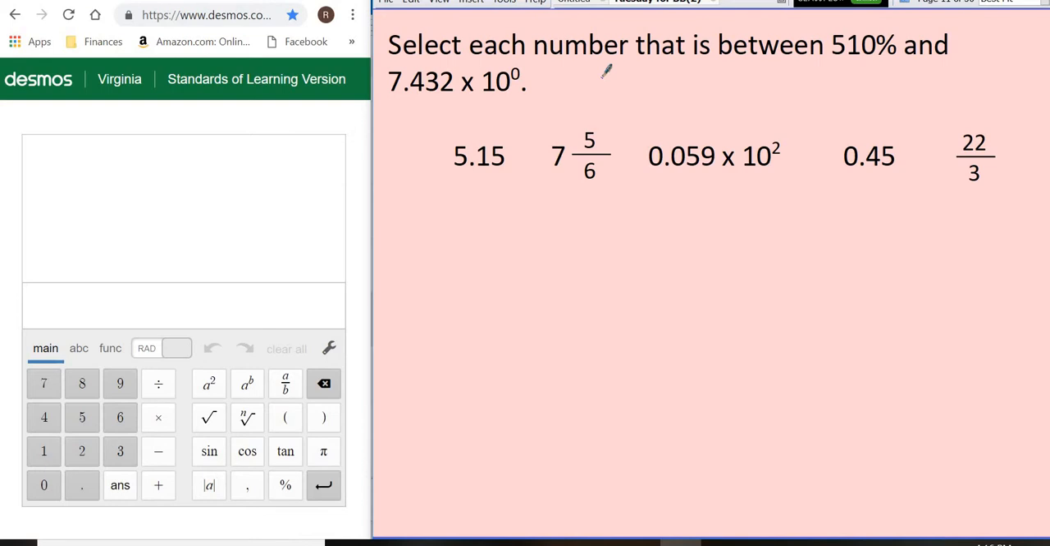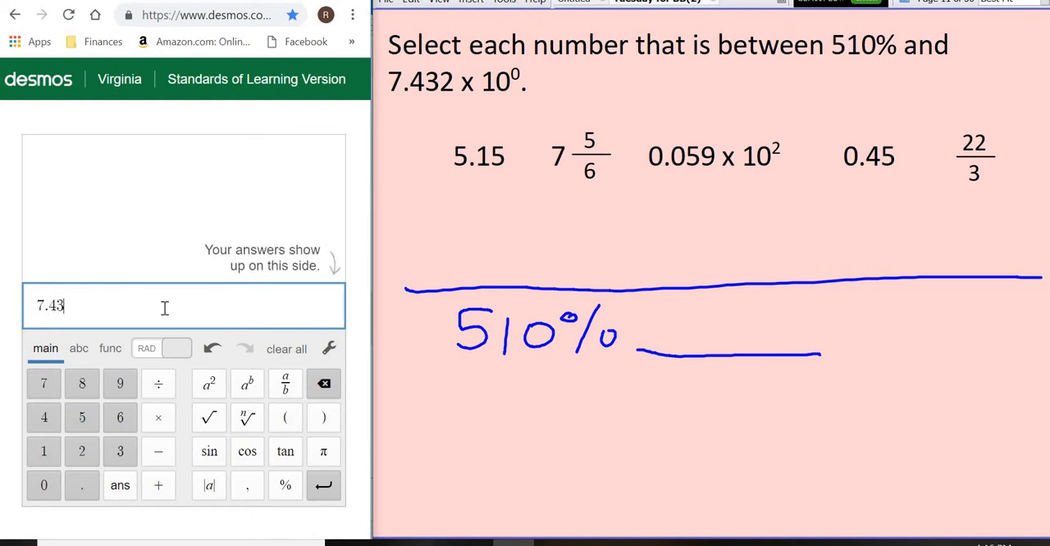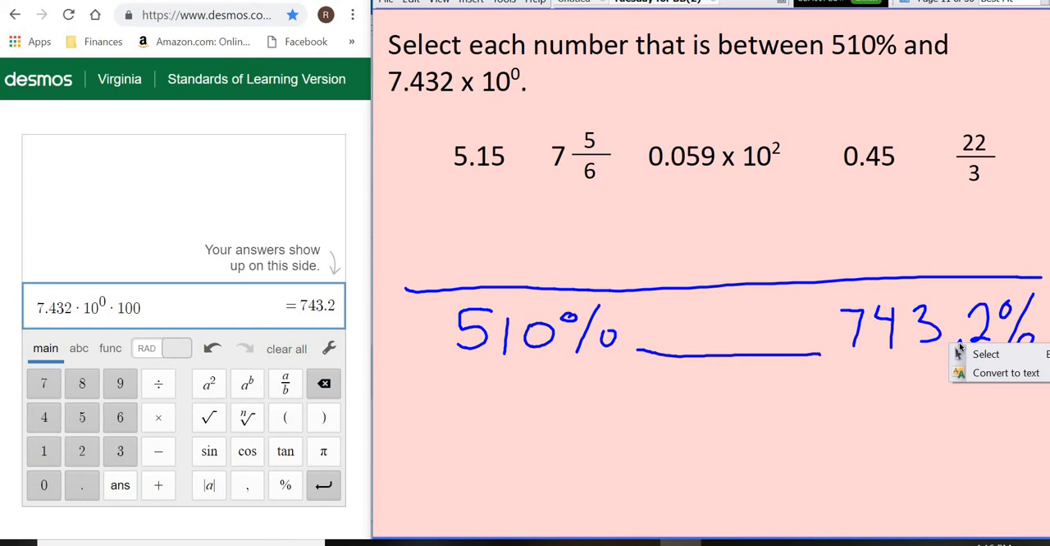And the first thing we're going to have to do is make sure that we turn each one into a percent. So we know we've got 510%. And we've got to find everything that's between that and this other number, but we've got to make it a percent. 7.432 times 10, raise that to an exponent, put a 0 power there, but then you have to remember to multiply by 100 to make it a percent. So that would be 743.2%.